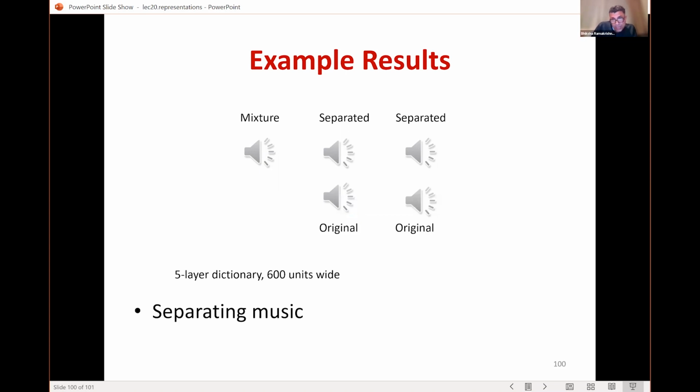As you can see, it actually does a near perfect job of separating the two sources from this mixture.